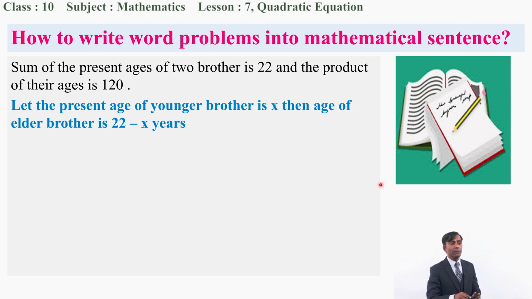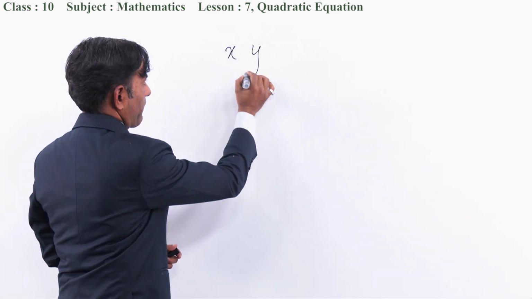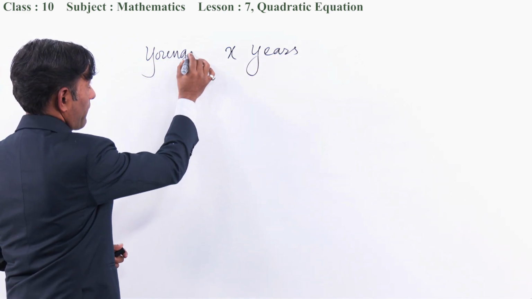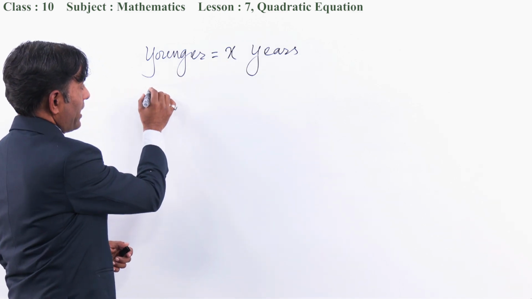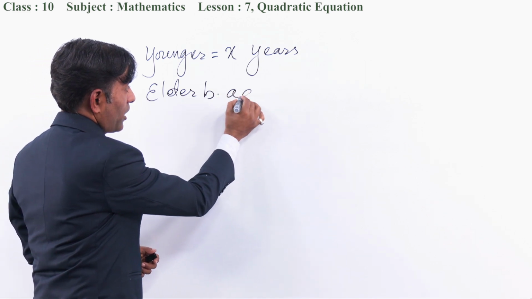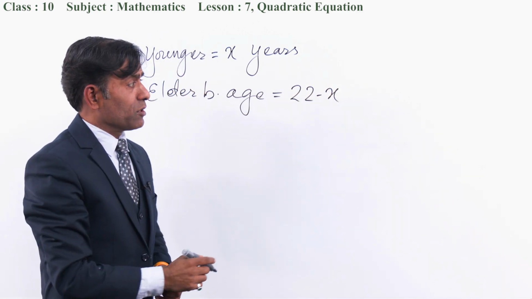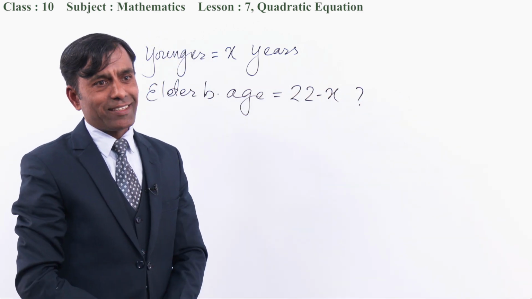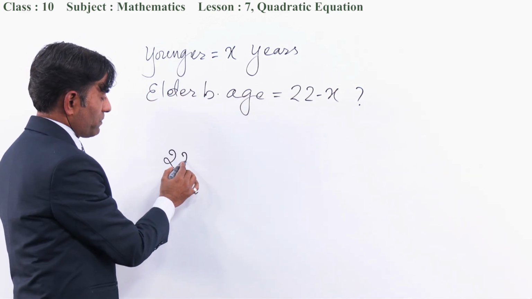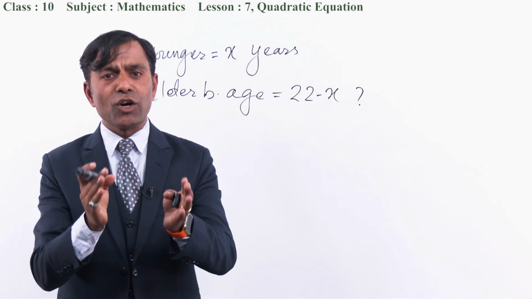Let's see on the board. The age of the younger brother, we have supposed it to be X years. The younger brother's age is X years. And the elder brother's age is equal to, we have written here, 22 minus X. Why? Why are we writing it? Do you know? Because the sum of their ages is how much, as given there? 22. When the younger brother's age and elder brother's age are added, the sum is 22.